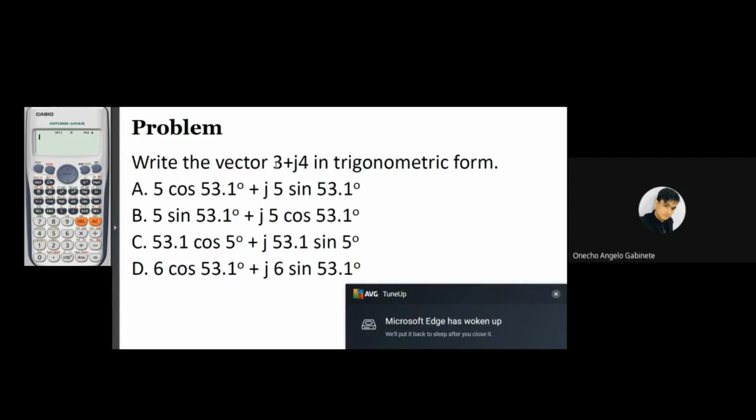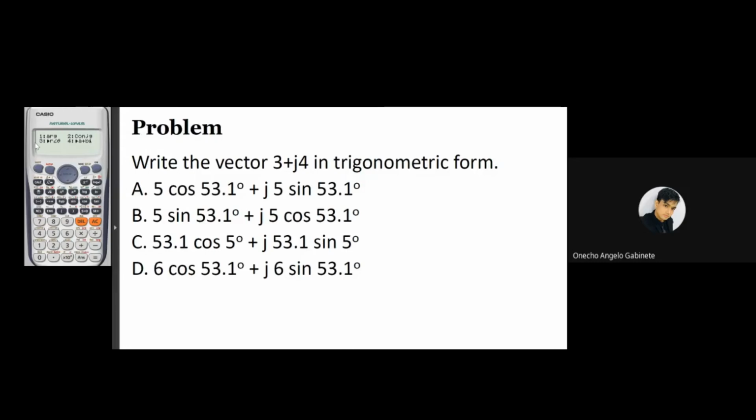So, papaano po iyon? I-type ko po ang 3 plus 4i and then shift, complex number 3 for polar. So, meron akong 5 angle 53.13 and then ang trigonometric form ko is r cosine theta plus j r sin theta. Ano yung r mo? 5. Ano yung theta mo? 53.13. So, therefore, ang answer is letter A, 5 cosine 53.1 plus j 5 sin 53.1.